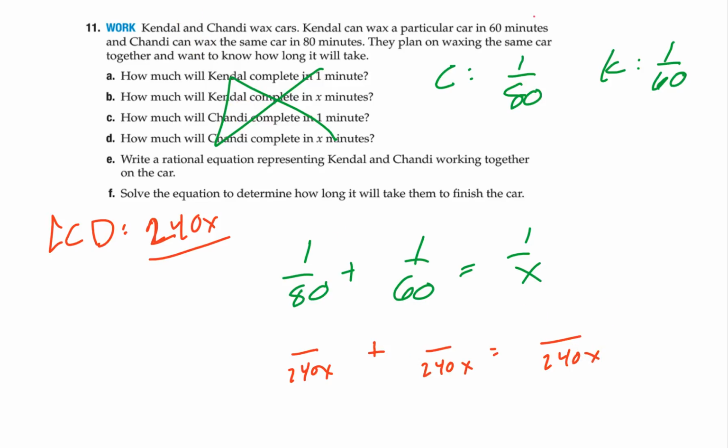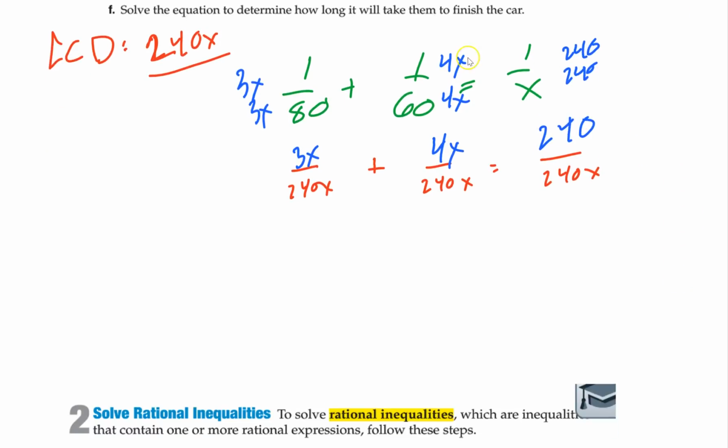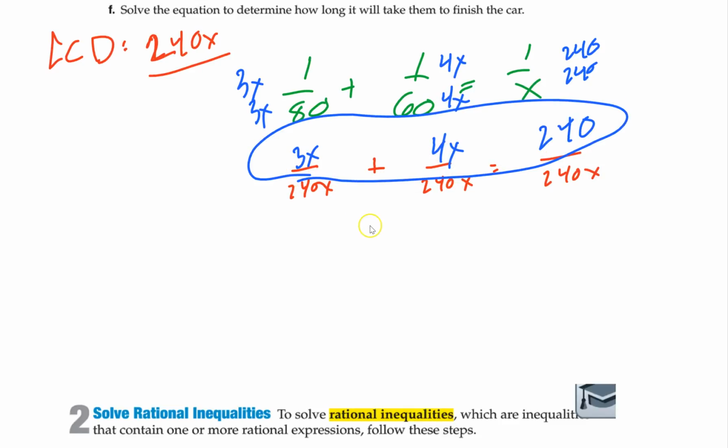So I get that, and you ask, what do I have to multiply 80 by to get that? That'd be 3x. And what do I multiply 60 by to get that? That'd be 4x. And what do I multiply x by to get that? That'd be 240. So once you get that, you just add the numerators, and you get 3x plus 4x equals 240.